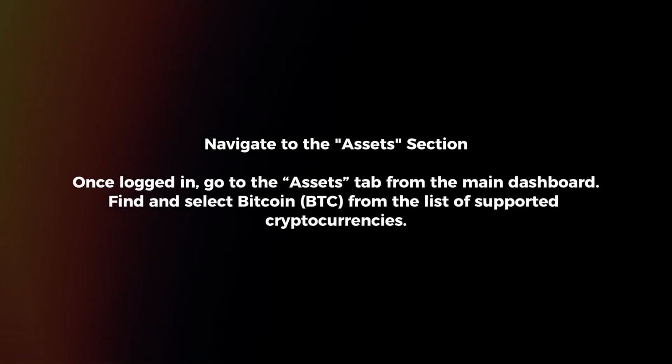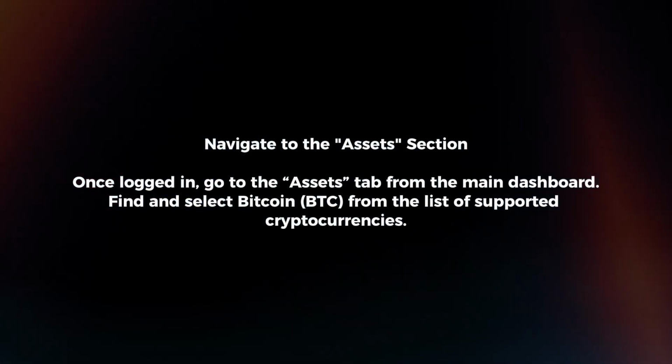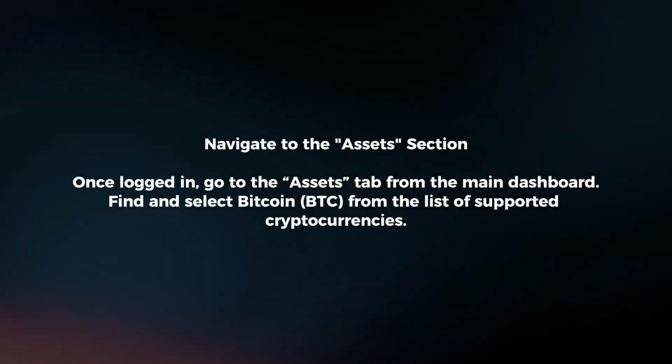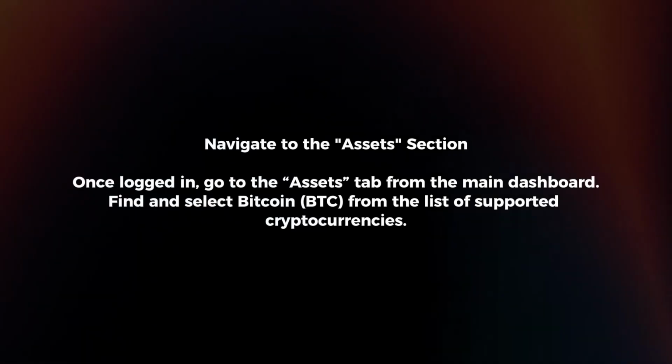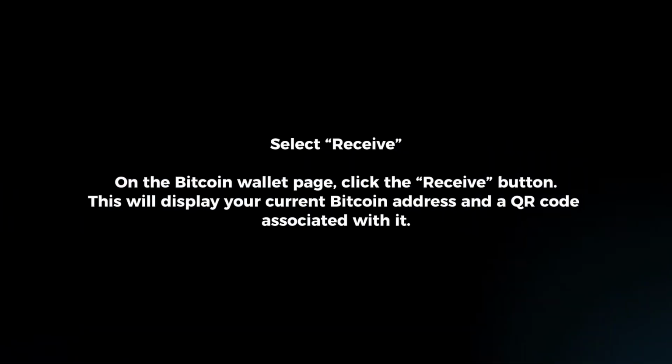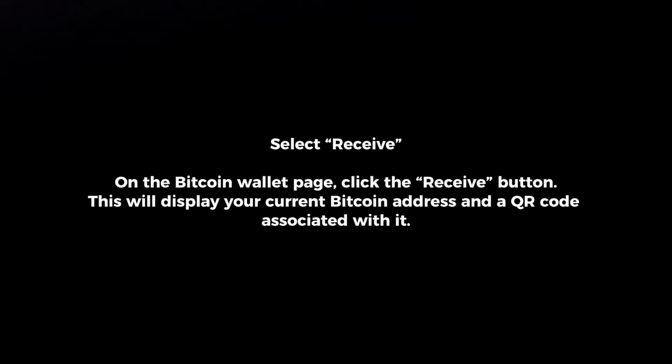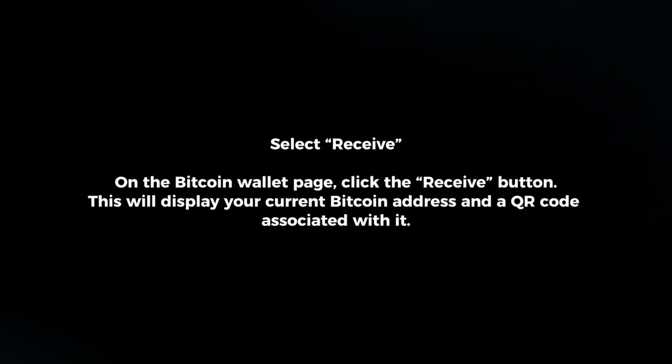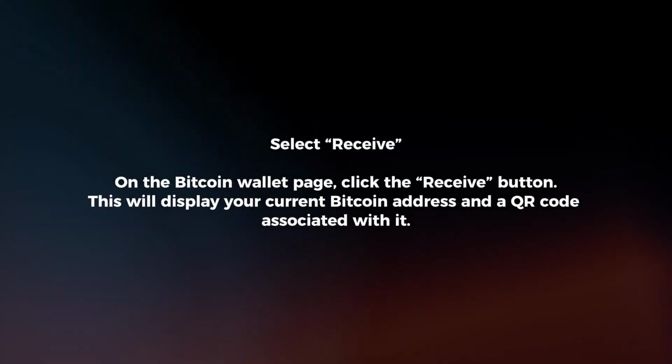Navigate to the Assets section. Once logged in, go to the Assets tab from the main dashboard. Find and select Bitcoin from the list of supported cryptocurrencies. Select Receive. On the Bitcoin wallet page, click the Receive button. This will display your current Bitcoin address and the QR code associated with it.